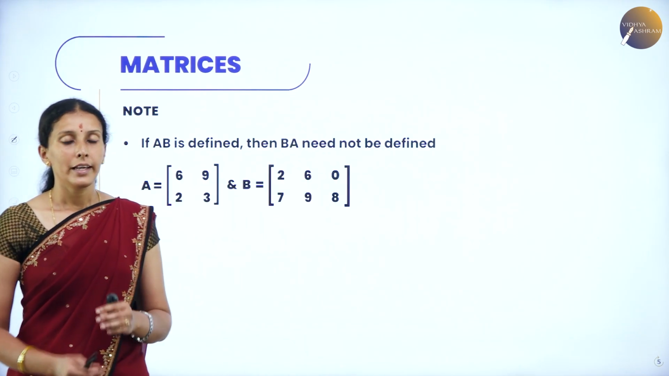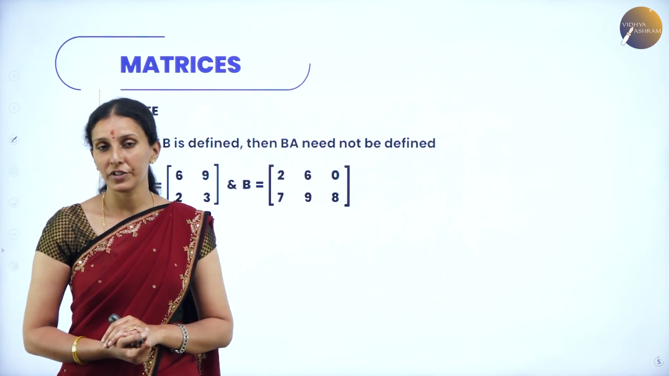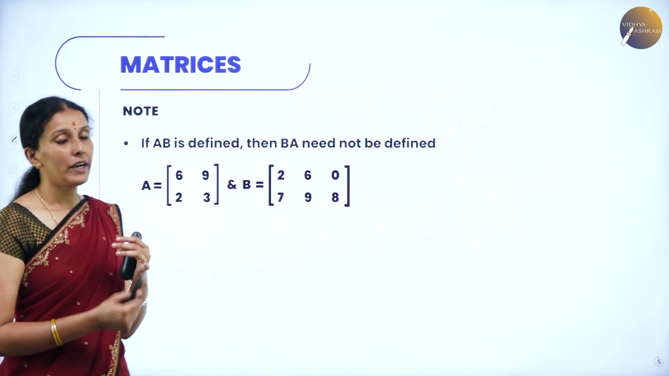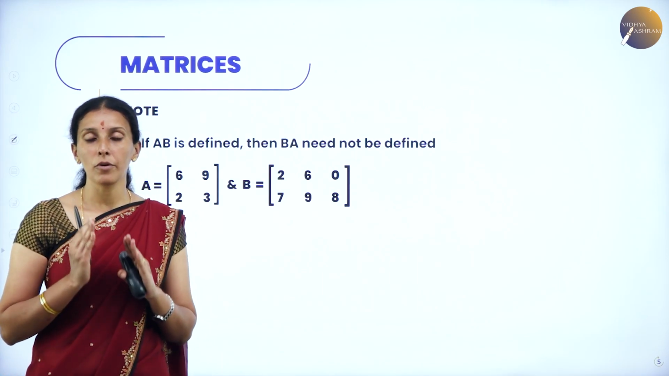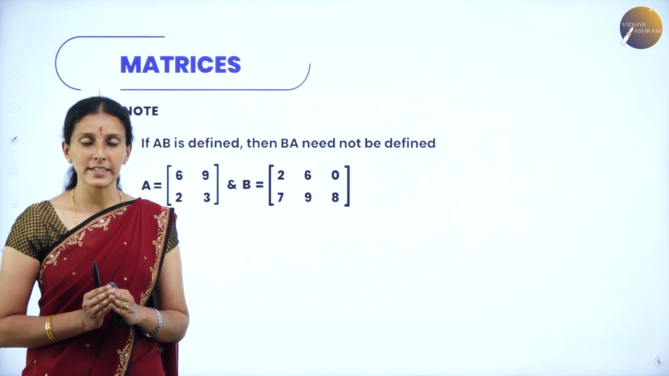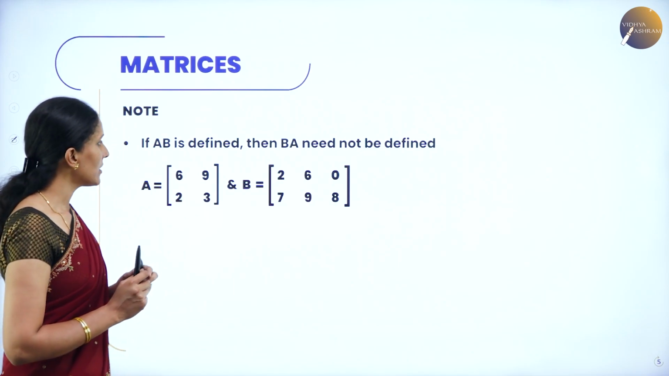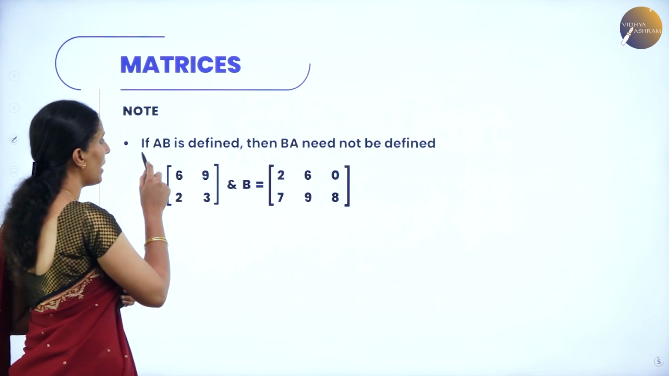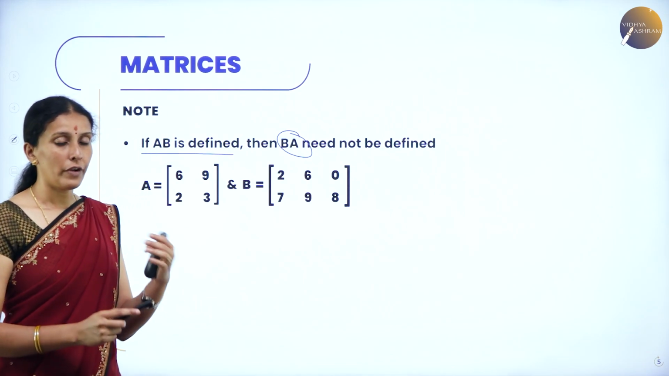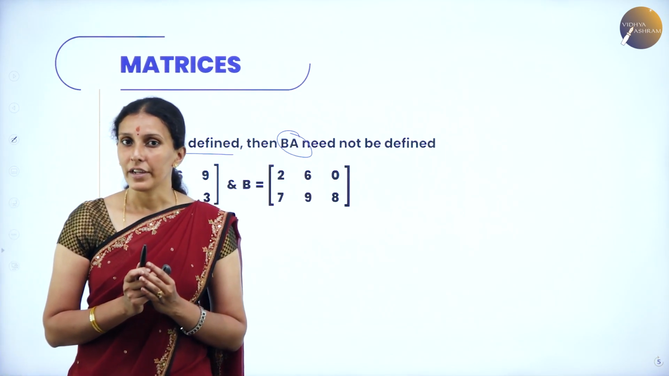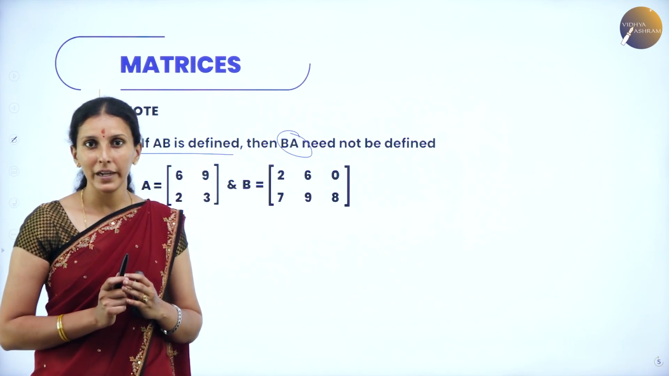So now, in the multiplication of matrices, there are certain terms and conditions which you have to note here. I already said the product AB is defined only when the number of columns in the first matrix is equal to the number of rows in the second matrix. So here is the first point to be noted. If AB is defined, then BA need not be defined. So whenever AB is defined for a given matrix, it doesn't mean that BA also has to be defined.